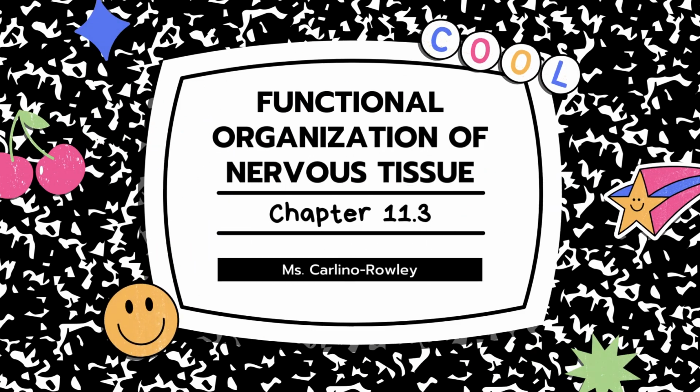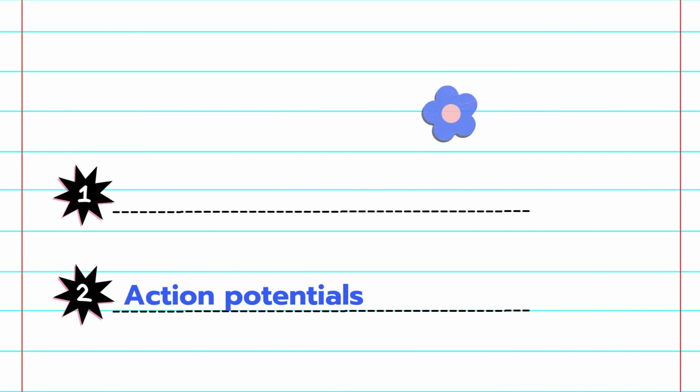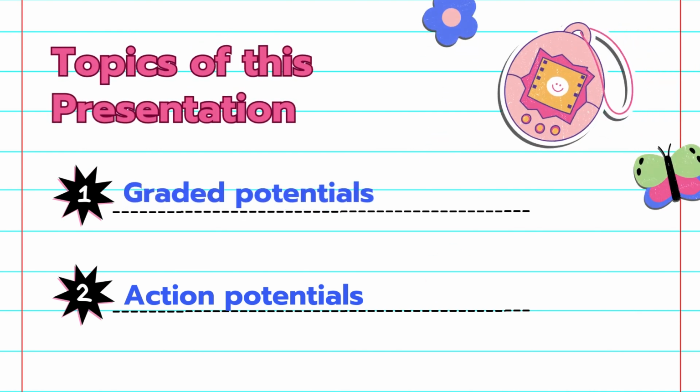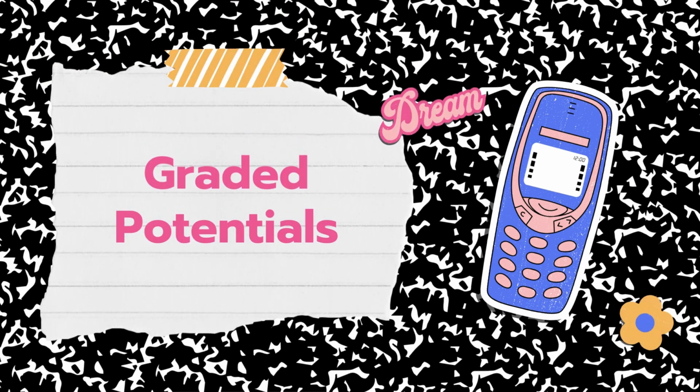Welcome to Part 3 of Chapter 11, The Functional Organization of Nervous Tissue. In this presentation, we will cover graded potentials and action potentials. Let's begin with graded potentials.